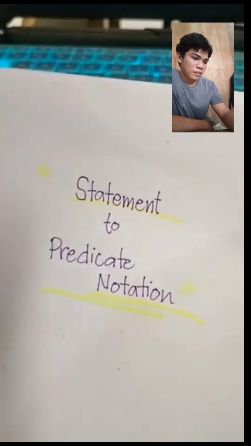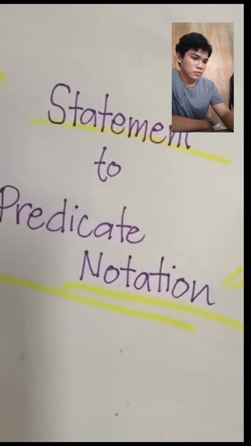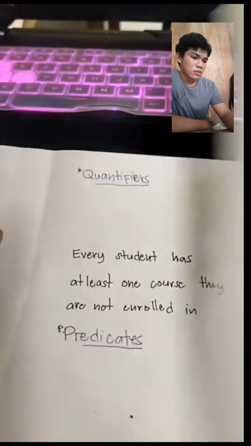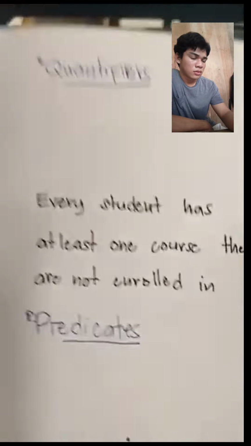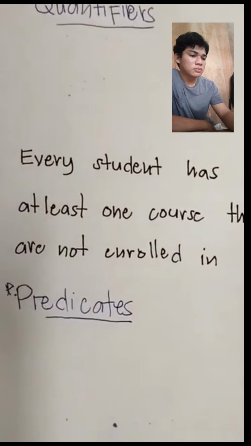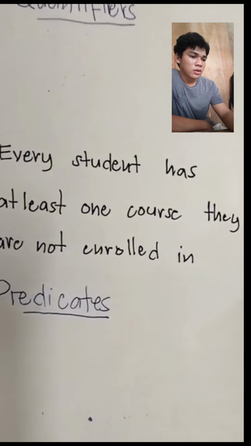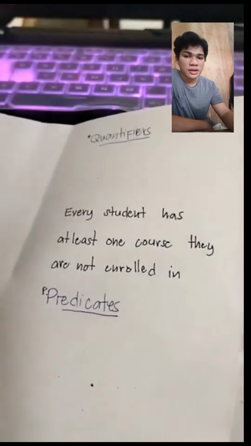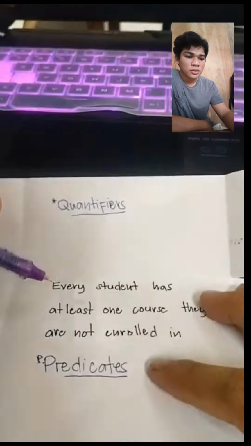A quick tutorial on how to convert a statement to predicate notation. Let's begin. Given the statement, "Every student has at least one course they are not enrolled in," we're going to identify the quantifiers, then the predicates. Let's start with the quantifiers. Every. So here, the quantifier is "every."